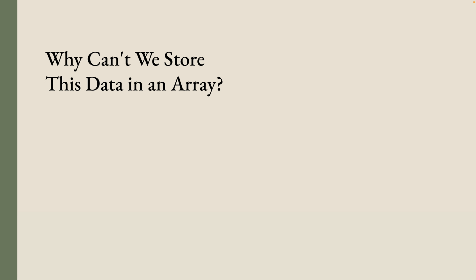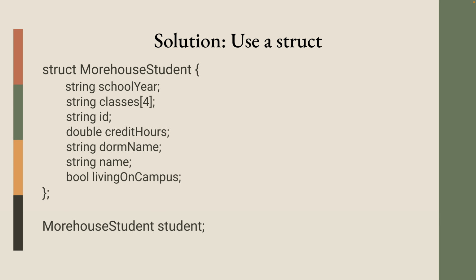Arrays are typically good if everything is the same type and we want to do some sort of processing, because then we can use a for loop, add all the numbers together, or print everything in the array. But if we have varied data types, then we have to use something else called a struct. Creating a struct is essentially like creating a new data type. Just as we have data types like strings, bools and doubles, we could create a data type called Morehouse student, and underneath it would have these different variables.